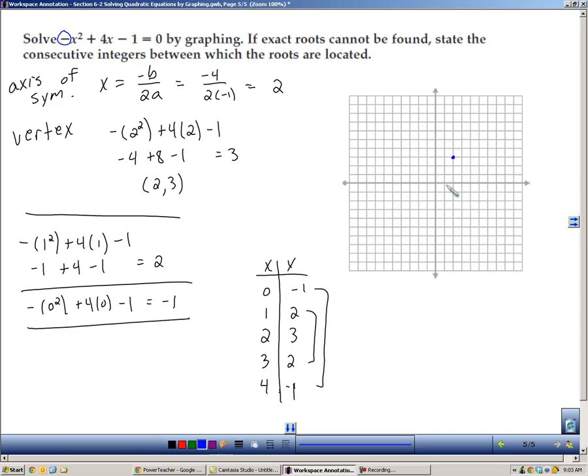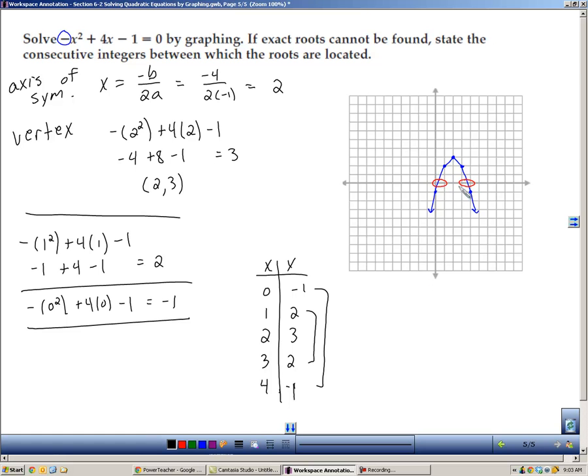Graphing all of those points, I got (1, 2) and (0, -1). And then I have (3, 2) and (4, -1). Now when I sketch this, I want to be careful to go through each point. Okay. Now, I'm looking for solutions, which means I'm looking for where the parabola will cross the x-axis. Well, it looks like it crosses right here and right here.